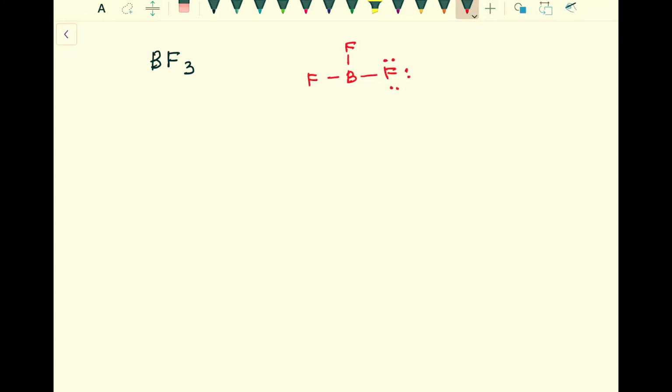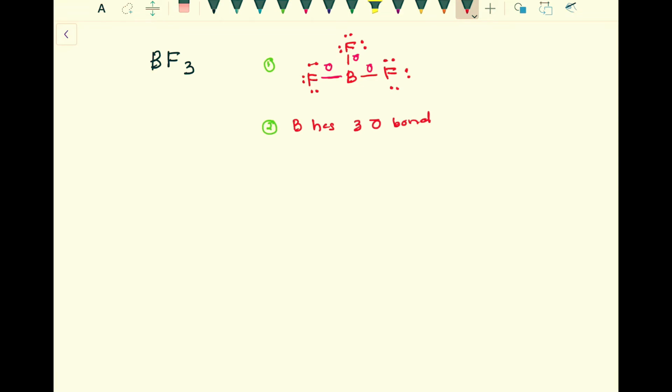Okay, you have to start with the calculation of the total number of valence electrons, and then you can draw the Lewis structure. Okay, this is the first step. The second step is you have to calculate how many sigma bonds, pi bonds or lone pairs around the central atom, which is boron. So in this case, all are single bonds, meaning that we have 3 sigma bonds. So we can write a statement: boron has 3 sigma bonds.